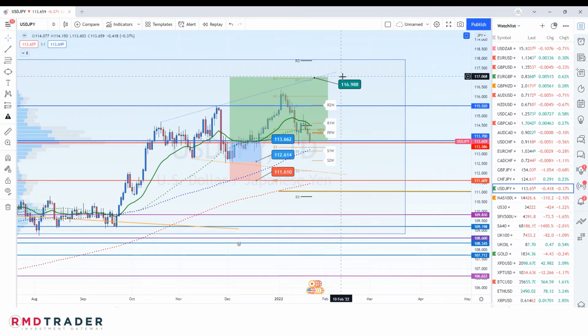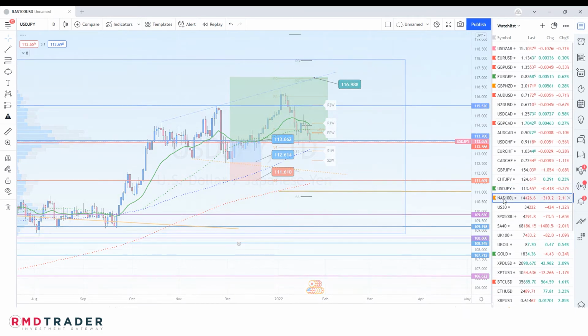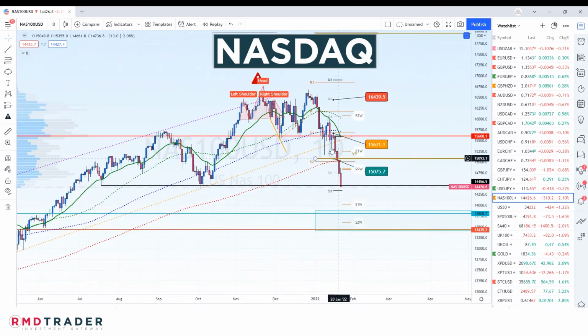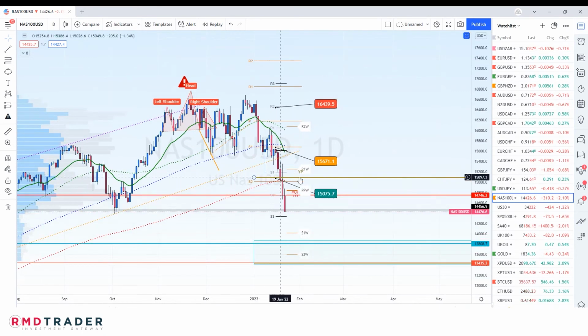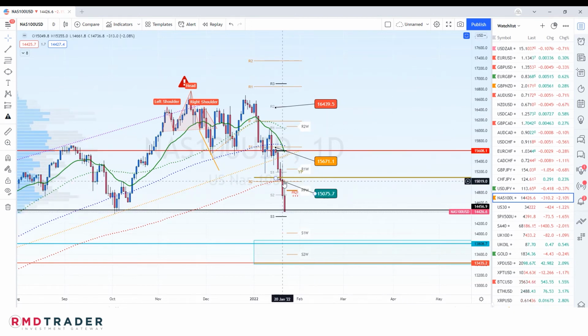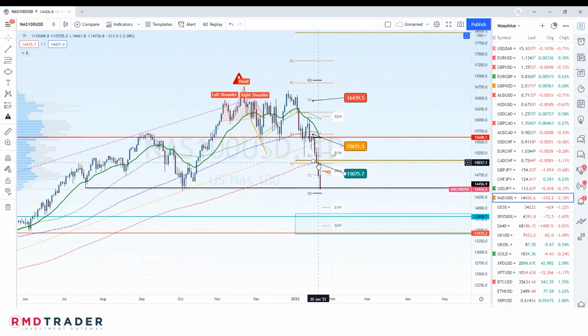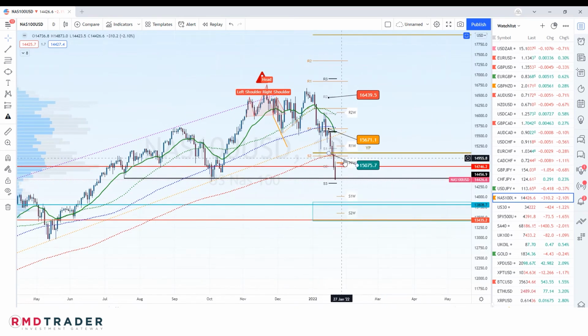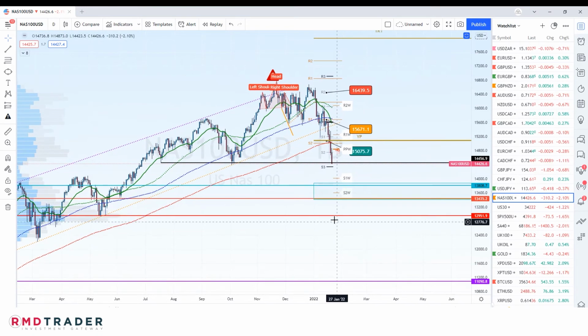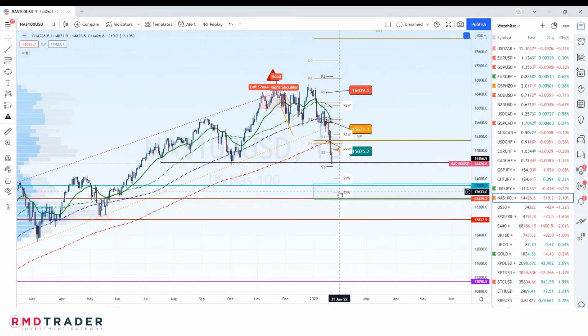But either way, I'm still looking for and waiting for a reversal to the upside towards that full target, which is at 116.9. Looking at our indices and looking at the NASDAQ, this has now started to properly break down. And we've also now lost this area of support from the daily 200 SMA and the yearly pivot, which is very major support.